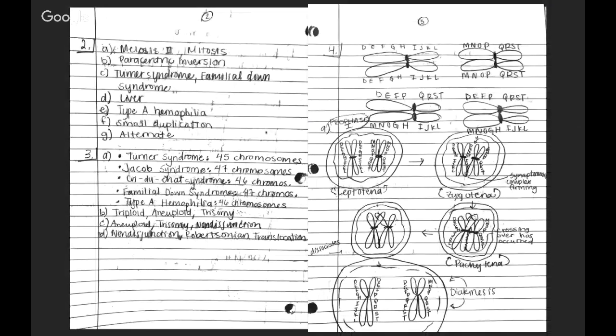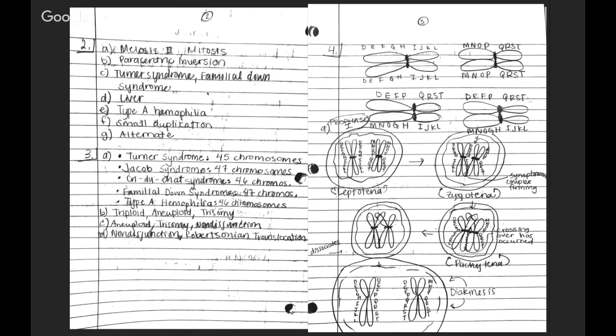Number 2 is up here. Part B, non-disjunction in meiosis 2 produces 50% aneuploid gametes, whereas non-disjunction in mitosis can produce a mosaic phenotype. Meiosis in an individual who has suffered a paracentric inversion produces a dicentric chromosome and an acentric chromosome. Part C, Turner syndrome is an example of a human disease caused by monosomy, while familial Down syndrome is an example of a disease caused by a Robertsonian translocation.